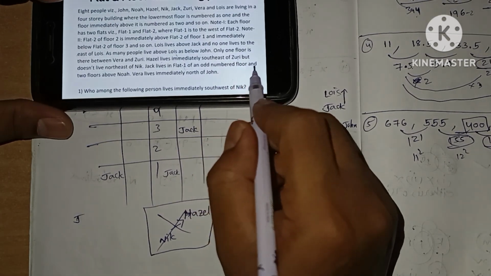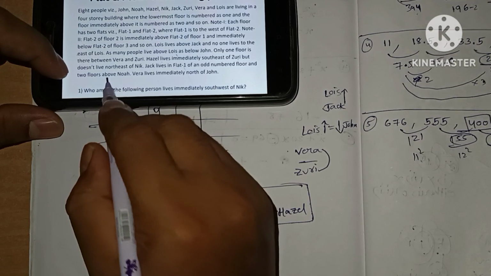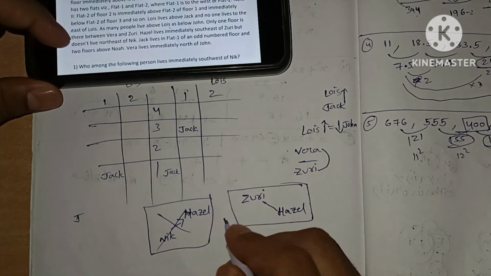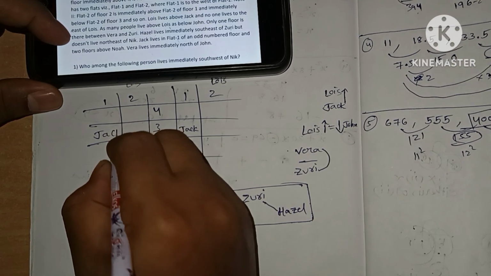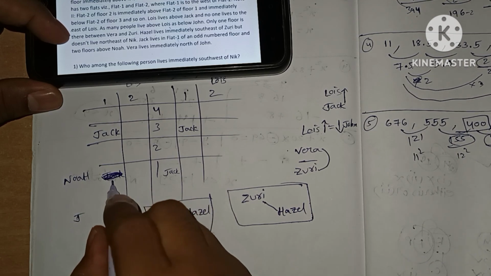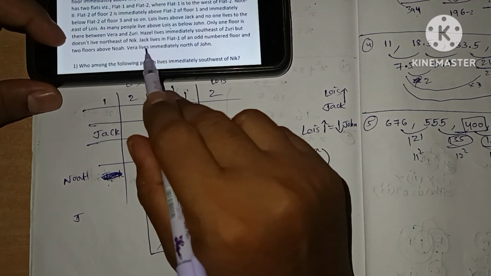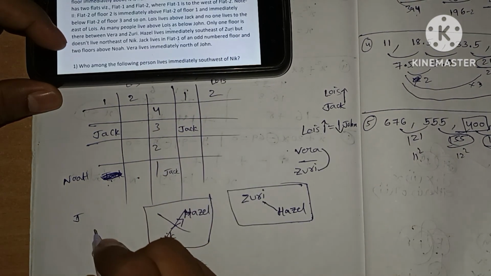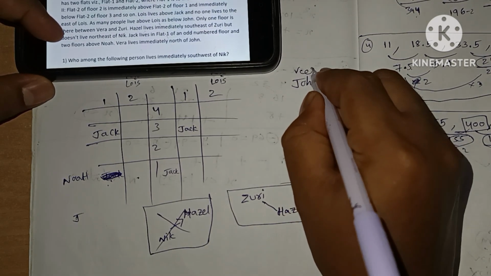Next one. And 2 floors above Nova. It represents about Jack. Jack lives 2 floors above Nova. So our Jack place is not here. Jack's place is here. And Nova's place is here. But we don't know either here or here. Okay. Next one. Vera lives immediately north of John. Immediately north of John is Vera.